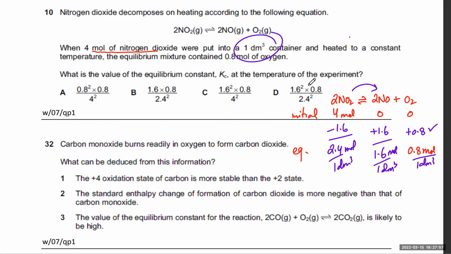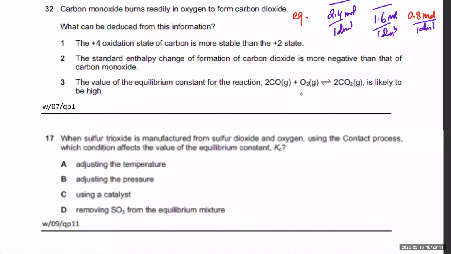So it's going to be D: 1.6 squared divided by, into O2, divided by NO2 squared. So it's going to be D. Is that clear? Yes, sir.